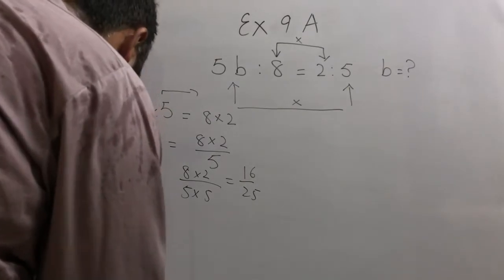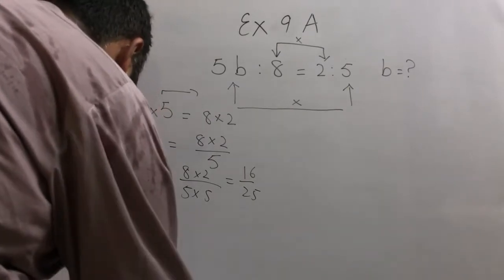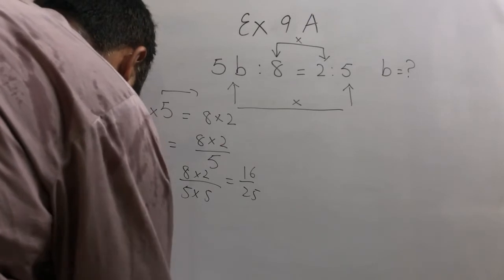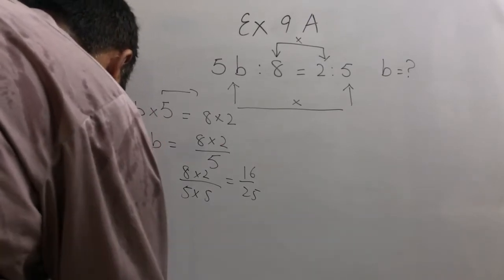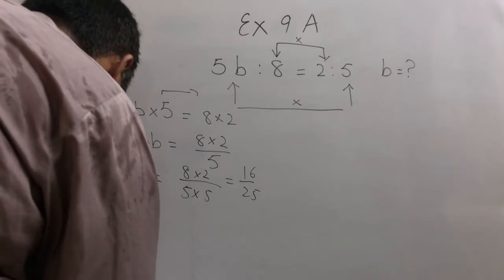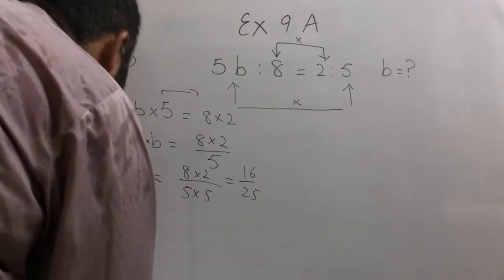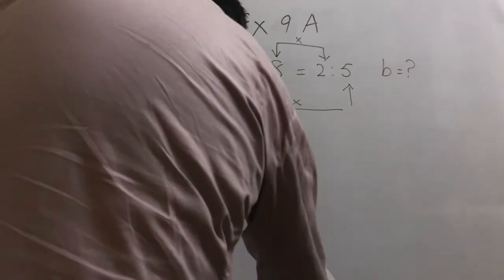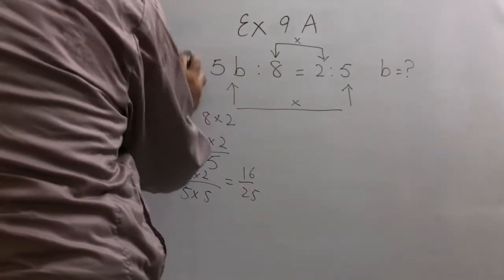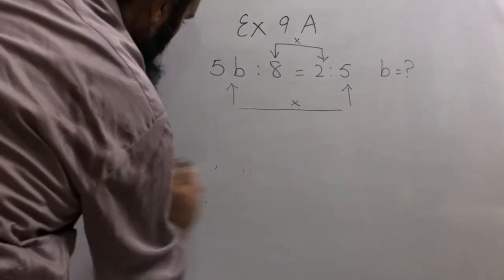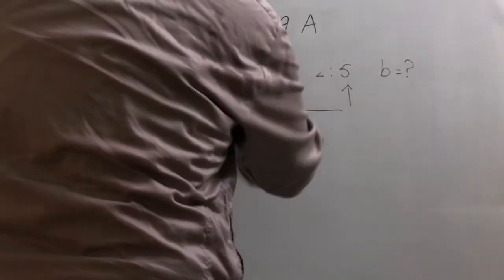So now we have completed question 2 of exercise 9a. It had 2 parts, and we have completed both parts. Now we will be doing question 3. We are doing it quickly because these are very small and simple questions.